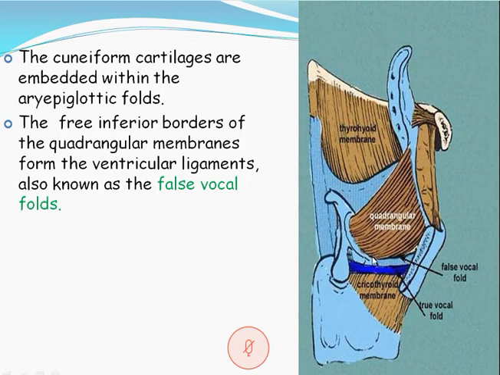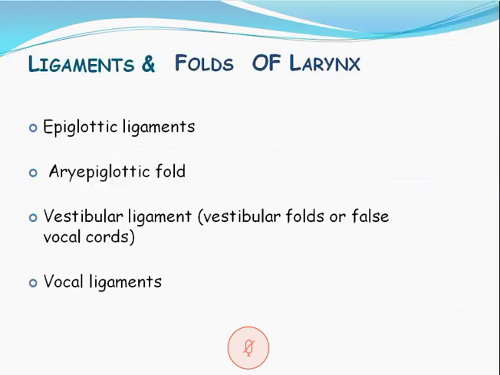Above one is the true vocal cord, the false vocal cord. This is the true vocal cord. The true vocal cord is formed by the conus elasticus. This is the quadrangular membrane. The ligaments: epiglottic ligaments, aryepiglottic fold, vestibular ligament, vocal ligaments.